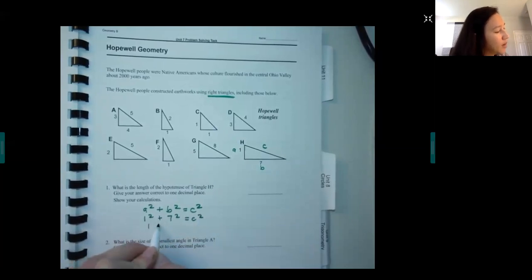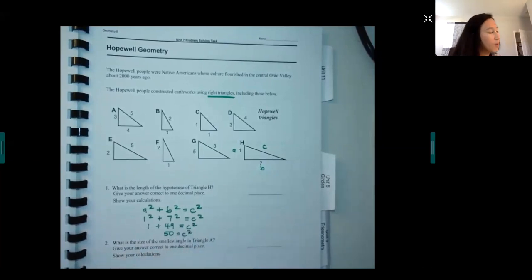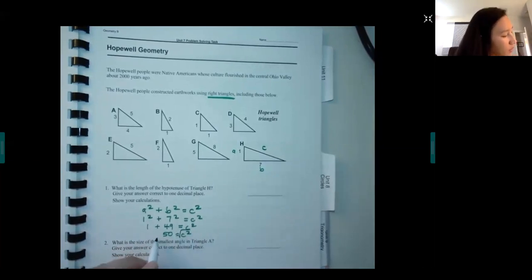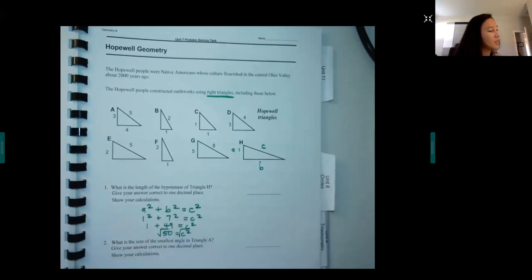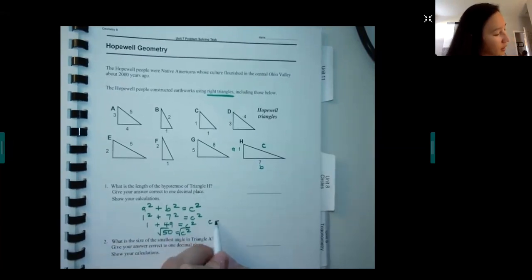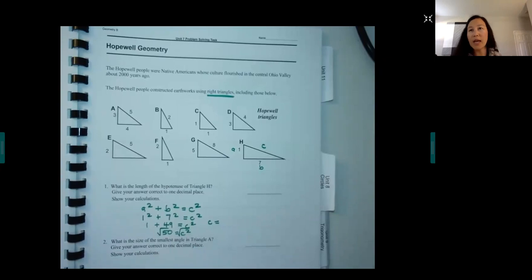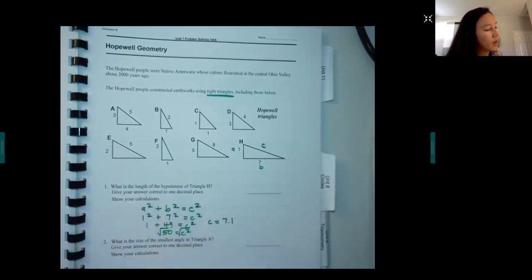1 squared is 1 plus 7 squared, which is 7 times 7 is 49, equals c squared. So 50 equals c squared. Then we want to know what c equals. So we have to take the square root of both sides. And so we would do this on our calculator. The square root of 50 is 7.07. It says to round to 1 decimal place. So we could round up to 7.1.